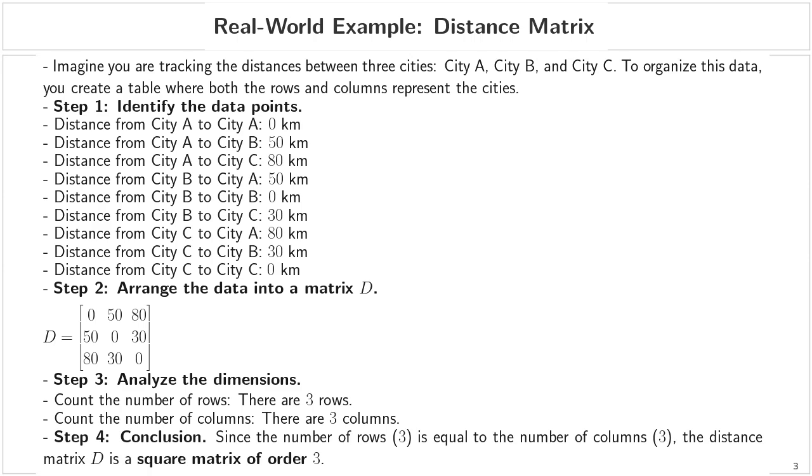This leads us to step 4, our conclusion. Since the number of rows, which is 3, is exactly equal to the number of columns, which is also 3, the distance matrix D is a square matrix of order 3. This is a perfect practical example of the condition we discussed in the previous slide, where the number of rows equals the number of columns. Keep this structural requirement in mind, as we will move on to discuss some common pitfalls students encounter when identifying these matrices.